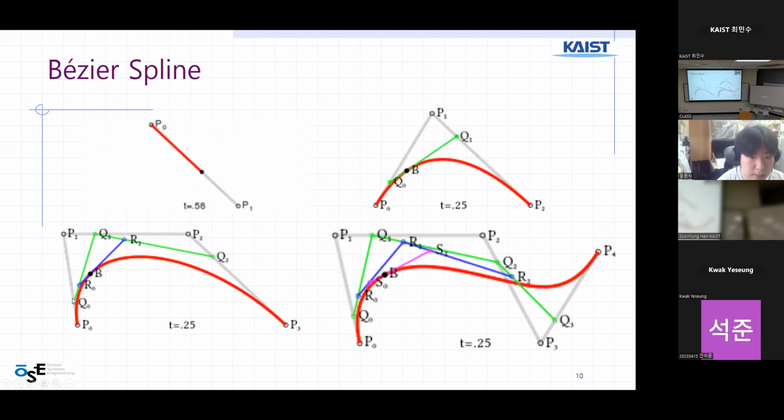Next is figure 5. A Bezier spline, often simply referred to as a Bezier curve, is a widely used mathematical construct in computer graphics and various fields for creating smooth and precise curves. Bezier curves are named after the French engineer Pierre Bezier, who developed them in the 1960s while working at a car manufacturer.